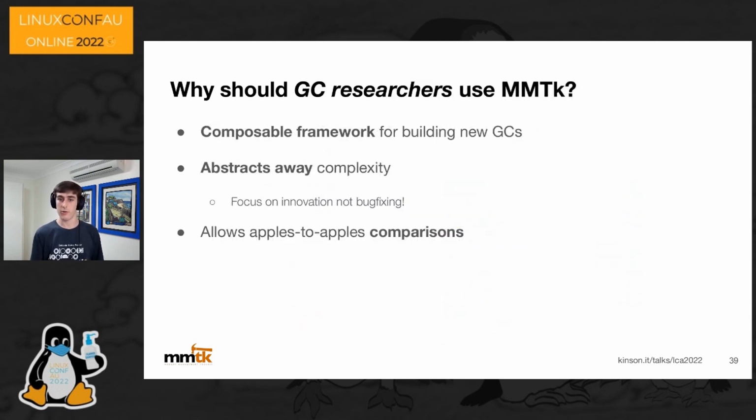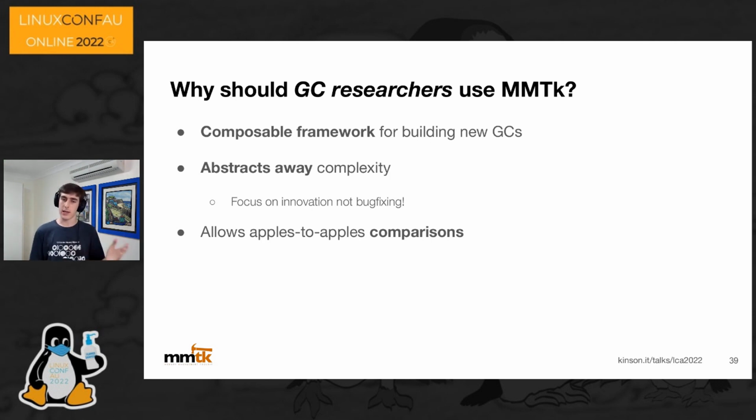MMTk is also really helpful for garbage collection researchers and just anyone in general who wants to build a GC. It provides a composable framework for building new GCs, so components of the software that are reused really frequently, like allocation, or bump pointer allocation, or copy spaces, or these sorts of things that are common to many garbage collection algorithms, they're already there, and you can just compose them together to create brand new collectors.